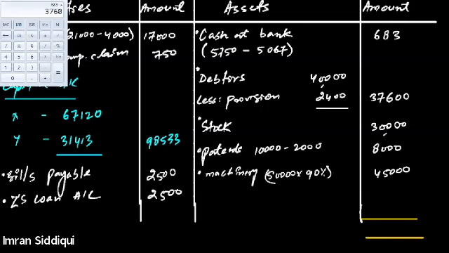683 plus 37, 600 plus 30,000 plus 8,000 plus 45,000. So the total of it is 1,21,283. And totaling the liability side, 17,000 plus 750 plus 98,533 plus 2,500 plus 2,500. We are getting the same balance on both the sides. So that means we did everything correct.